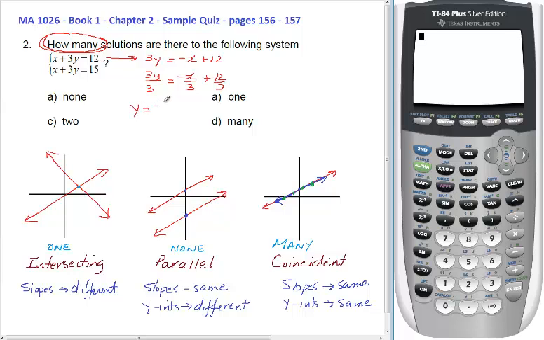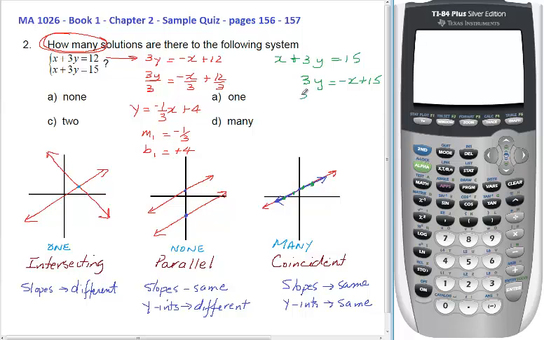So I end up with y equals negative 1/3 x, the 1 understood in front, and 12 over 3, which is 4. So the first slope, m1, is negative 1/3. The first y-intercept is positive 4. Now I repeat that process with the second one. You've probably already noticed that in the second one, x plus 3y is the exact same equation in front, but a different number on the end. So looks like we're going to have the same slopes, and indeed we are.